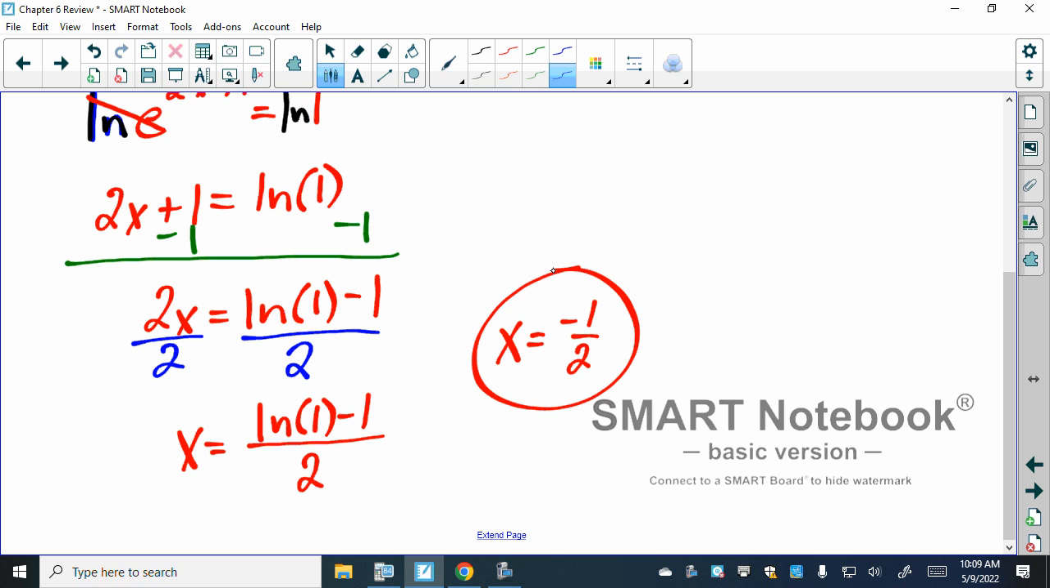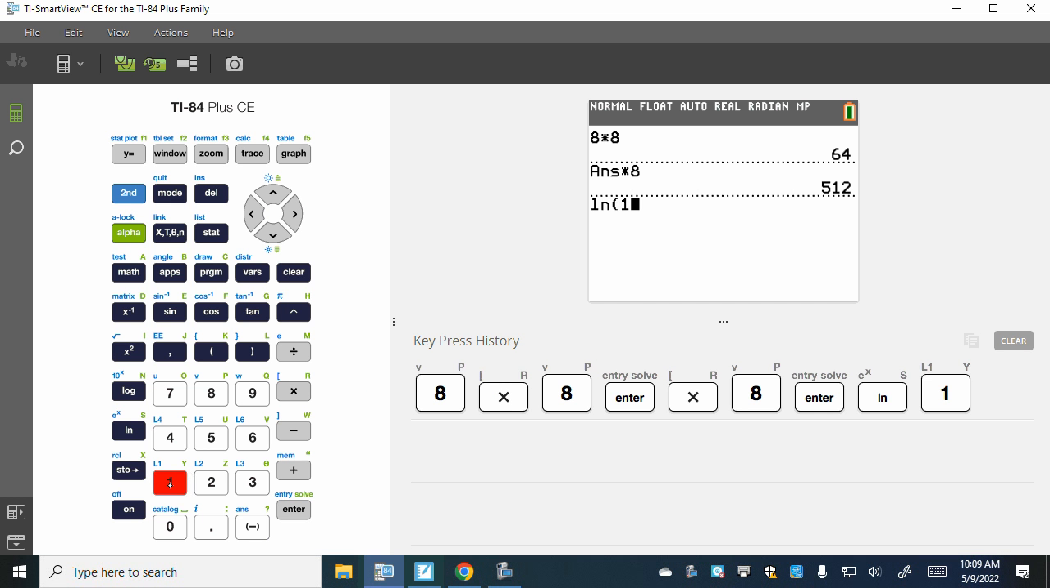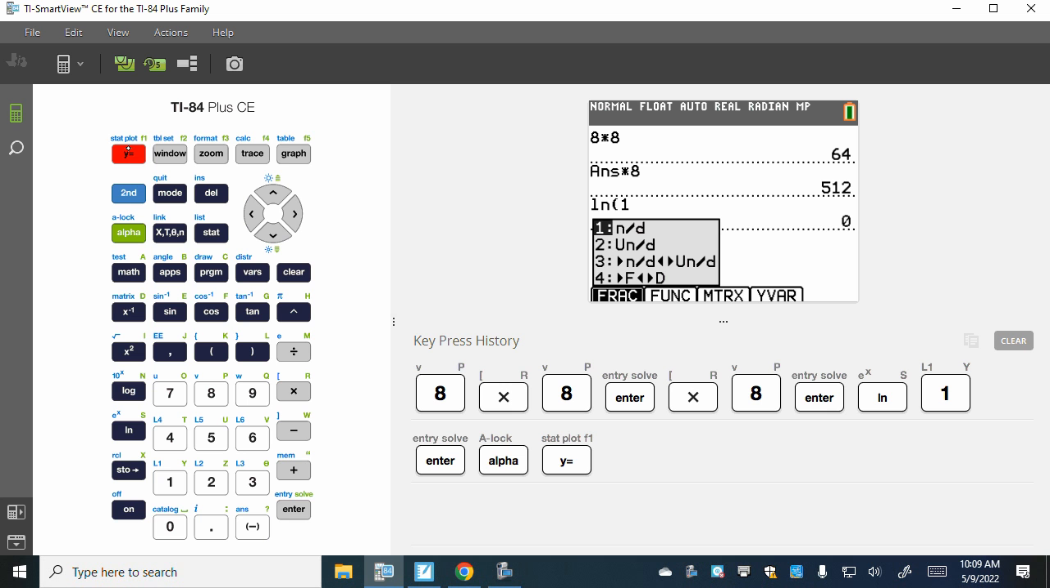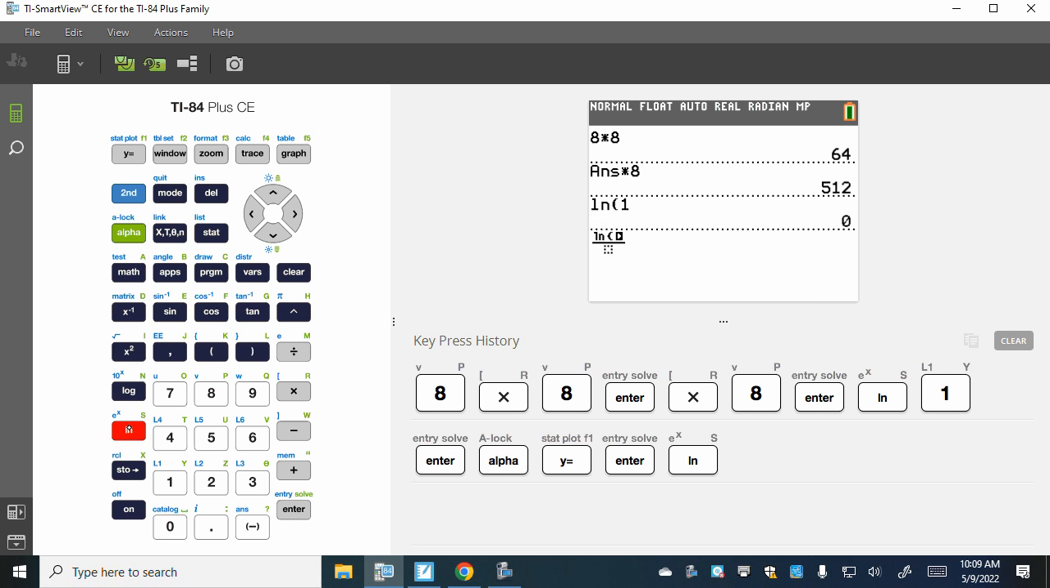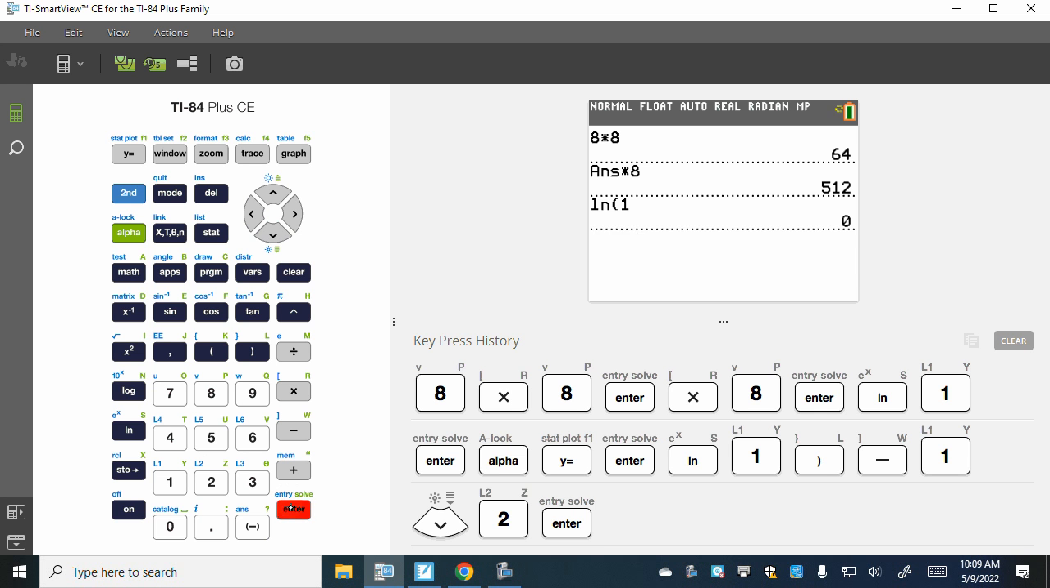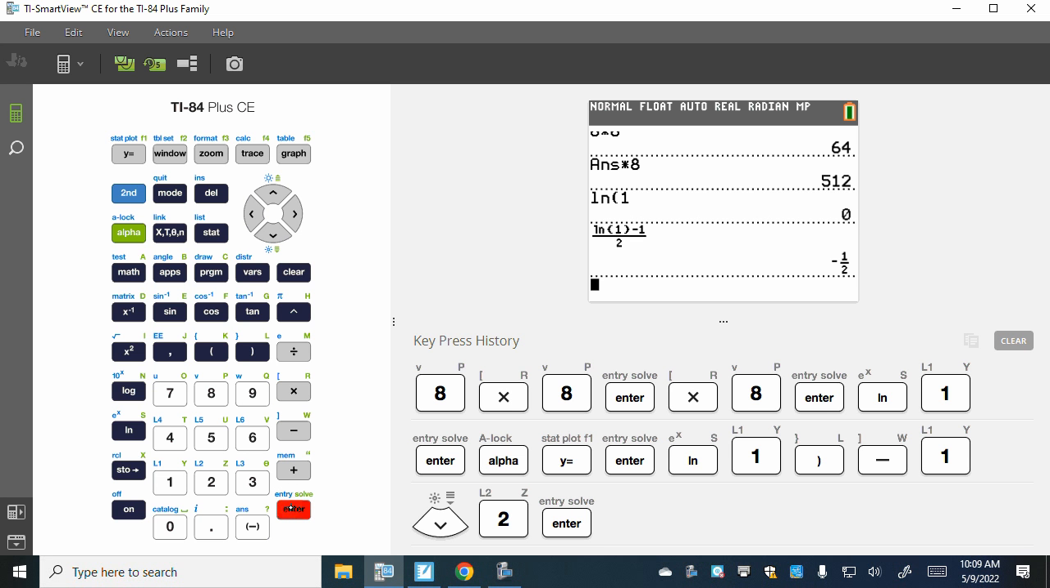And the reason that this works out the way that it does is that the natural log of 1 is 0. So 0 minus 1 over 2 is negative 1 over 2, or negative 1/2. And we could have typed this into the calculator: ln of 1, close parentheses, minus 1 over 2 gives us negative 1/2. Any other questions on this here?